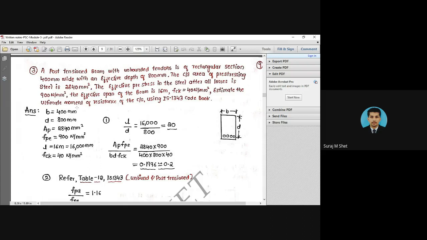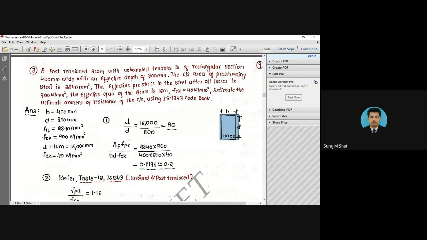FCK of the concrete is given. Estimate the ultimate moment of resistance of the concrete section. So the breadth of the concrete is given. This is the breadth, so breadth is equal to 400 mm, and the effective depth they have given is 800 mm. Depth is equal to 800 mm.